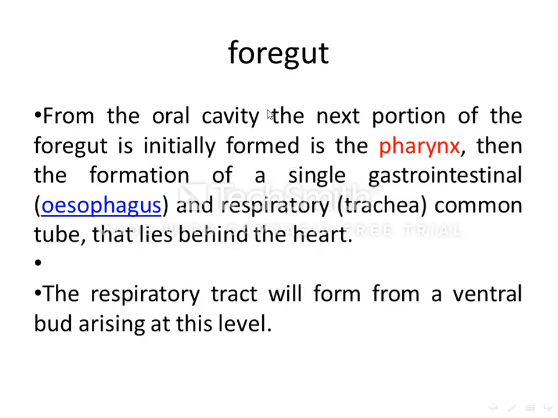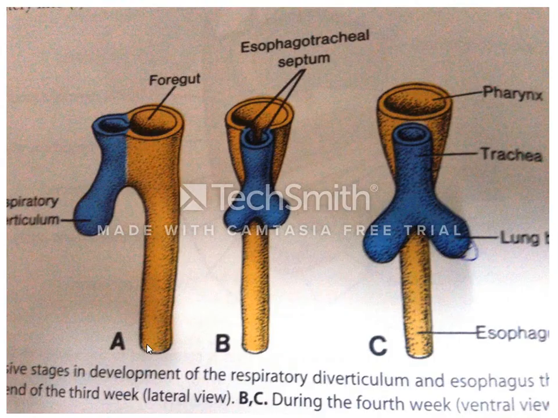The first part of the GIT is the foregut. From the oral cavity, the next portion of the foregut initially formed is the pharynx. Then comes the formation of a single gastrointestinal part, esophagus, and respiratory trachea as a common tube that lies behind the heart. The respiratory tract will form a ventral bud arising at this level. So the foregut and the trachea begin as a common tube.